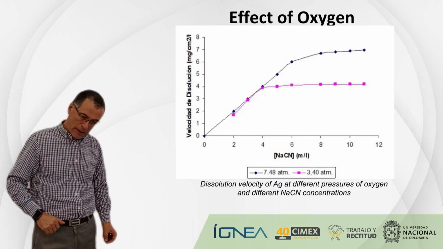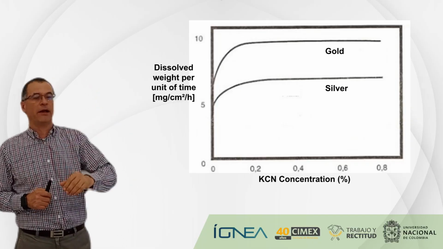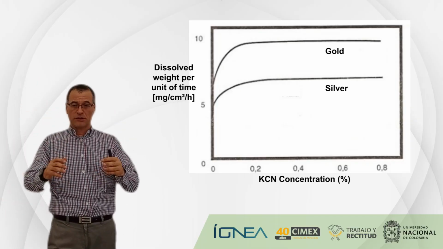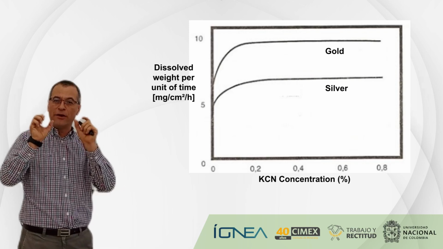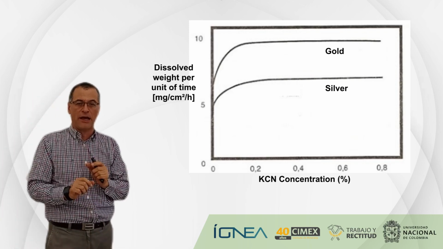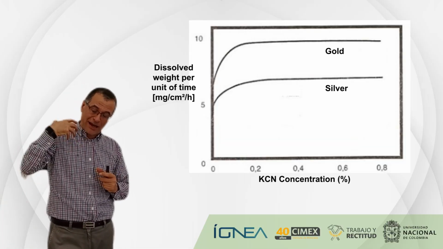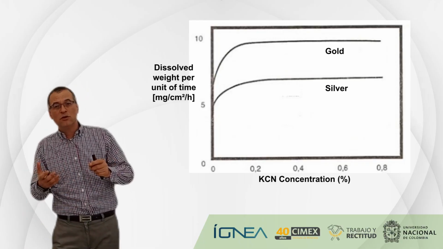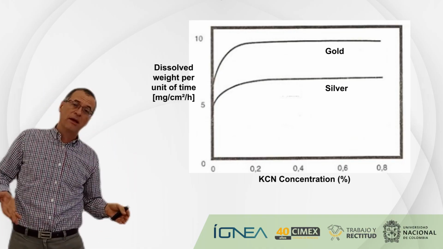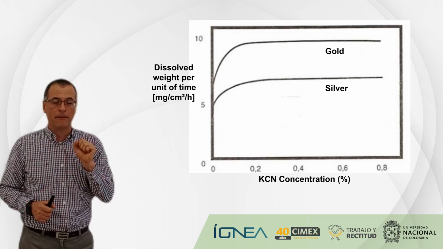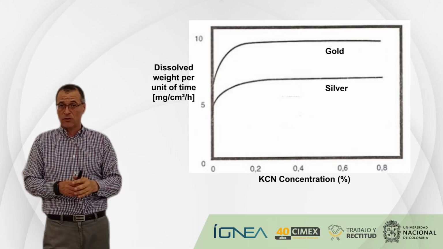Okay. Another very important aspect is the concentration of cyanide. When you increase the concentration, you have to be close to the stoichiometry of the reaction. You need enough cyanide in order to guarantee that the reaction is possible. If you have very little, less cyanide than you need, maybe the cyanide won't complex the gold. This is necessary to have.